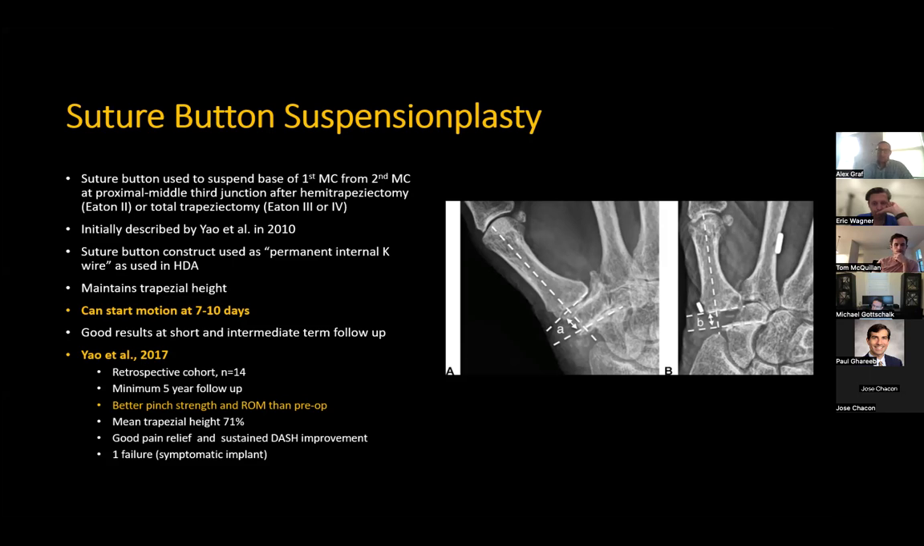I think the benefit of this approach is that you can get patients moving at 7 to 10 days, not 4 weeks. I think the downside, or the biggest risk with this approach, is it's easy to over tighten it. And if you over tighten it, patients won't be able to put their hand down or abduct to 90 degrees. And so one thing that Dr.